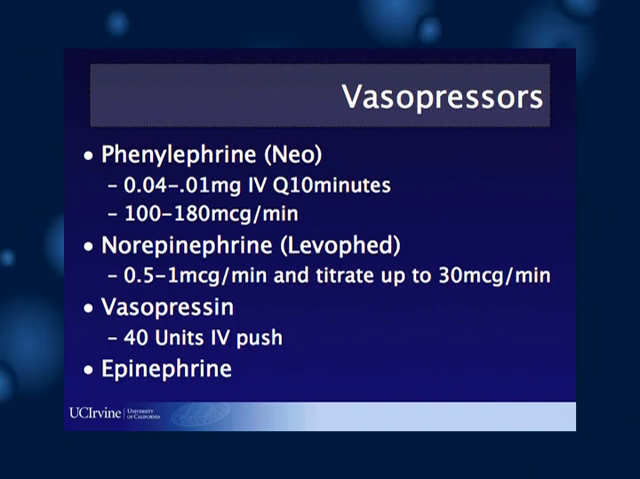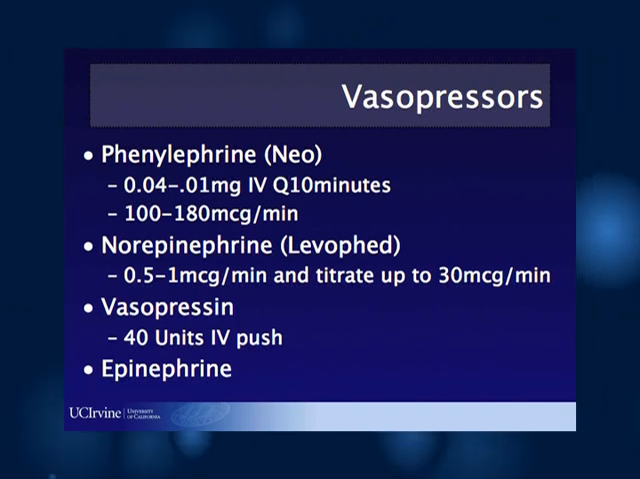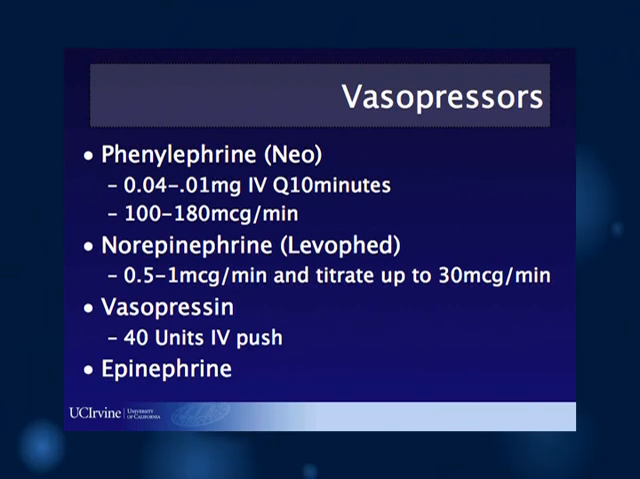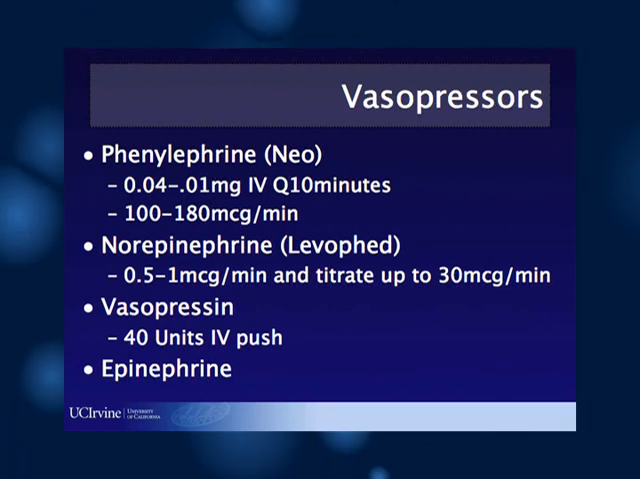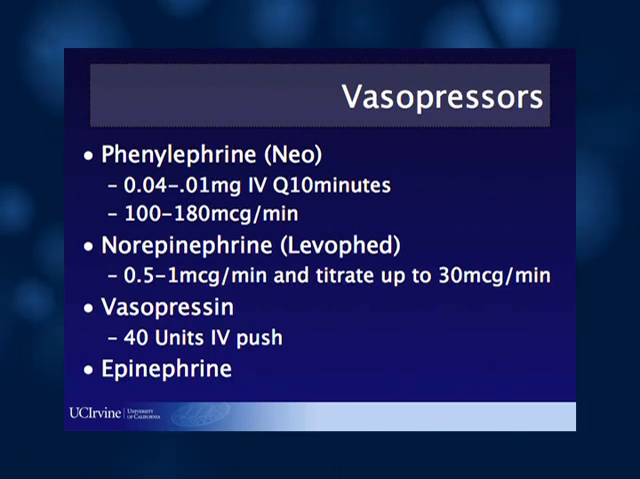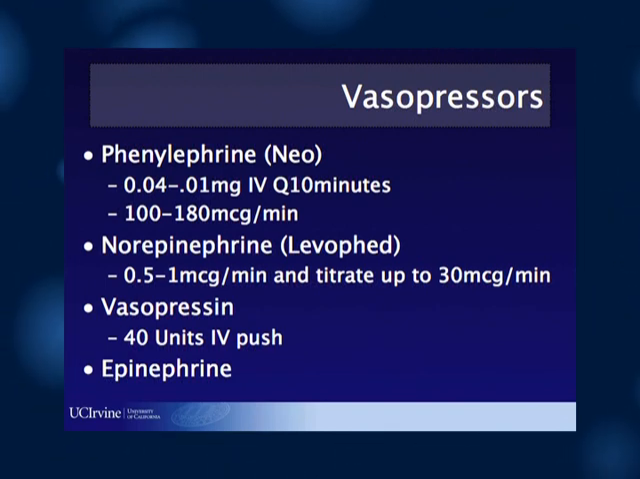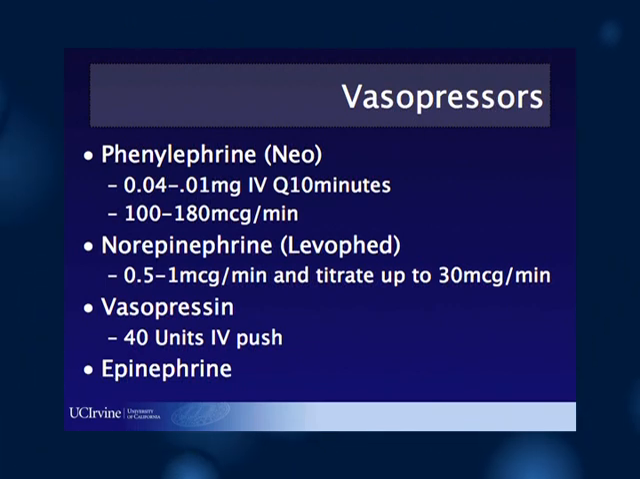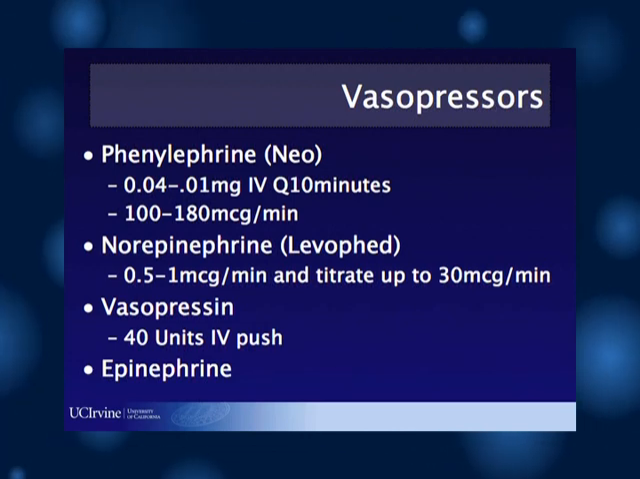Patients in the cath lab may develop hypotension and require pharmacologic support in the way of applying vasopressor drugs. The most common vasopressors are listed here, which include phenylephrine, also called neosynephrine, norepinephrine, known as Levophed, vasopressin, and epinephrine. Epinephrine is the least often used and should be reserved for patients with minimal coronary artery disease.